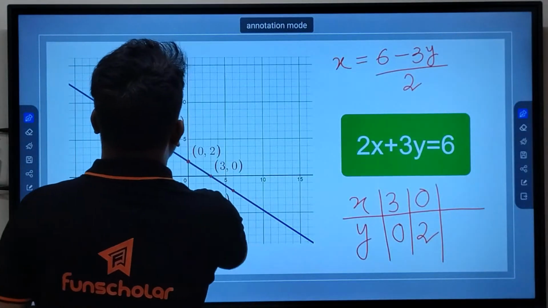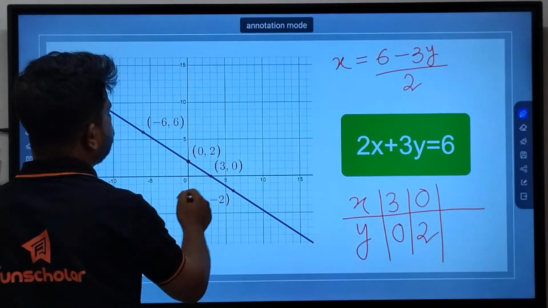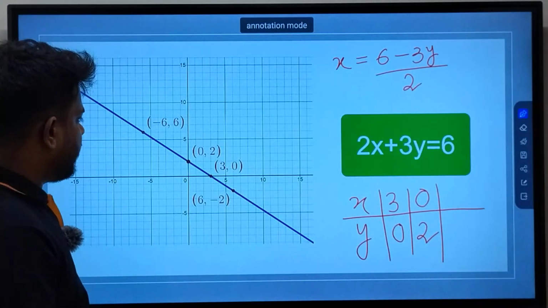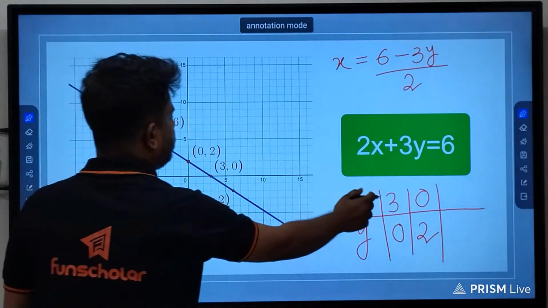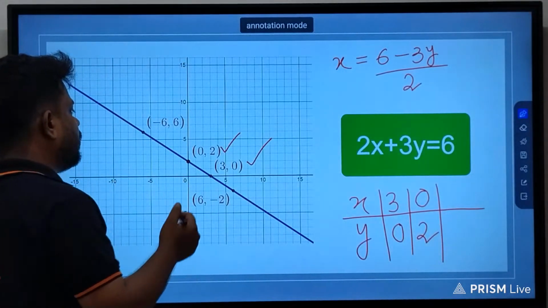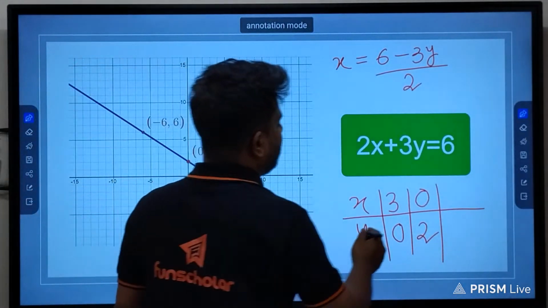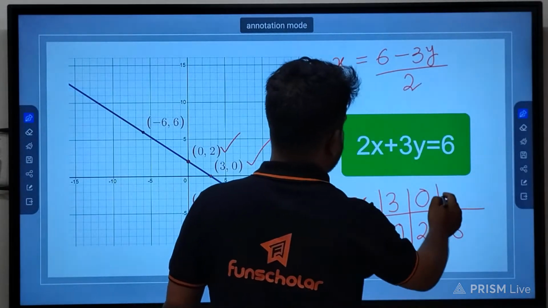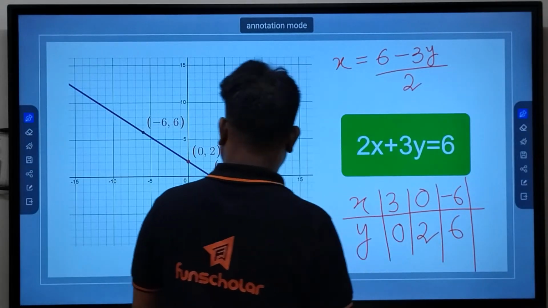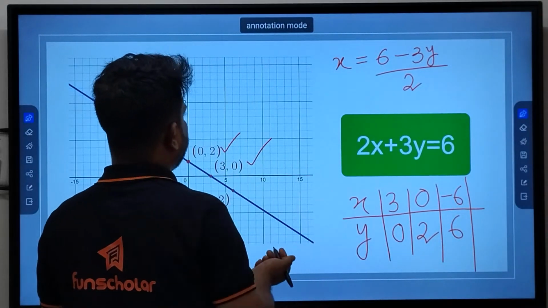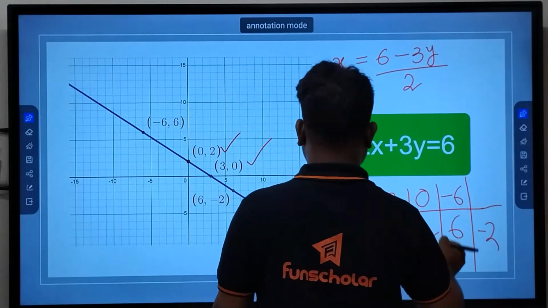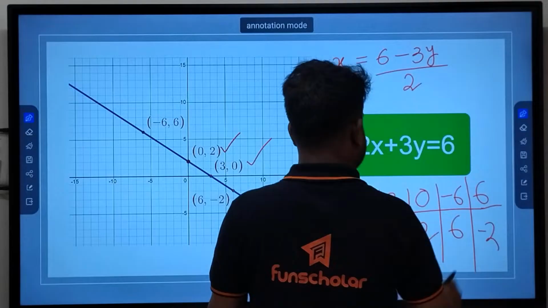So they have taken minus 6 and 6, 0 and 2, 3 and 0, and 6 and minus 2. We have already got 3 and 0 and 0 and 2, these 2 points. Another we can take is 6, and if I take this as 6, the value of x will be minus 6, and I can also take minus 2 as the point of y, then the value of x will be 6.